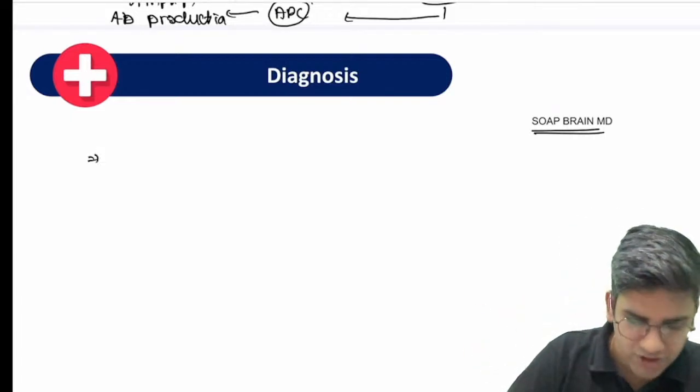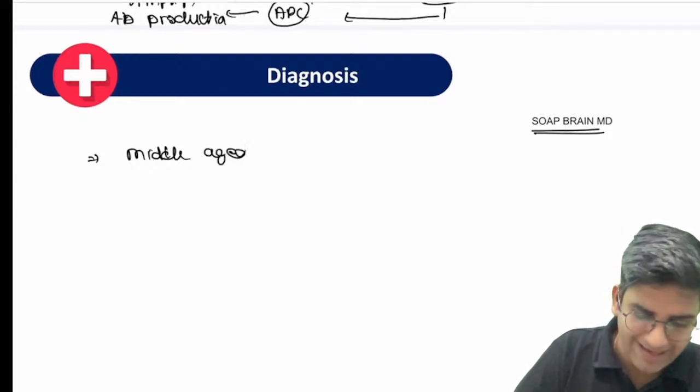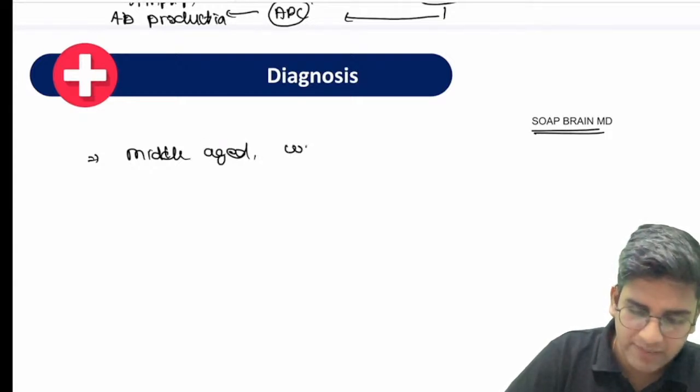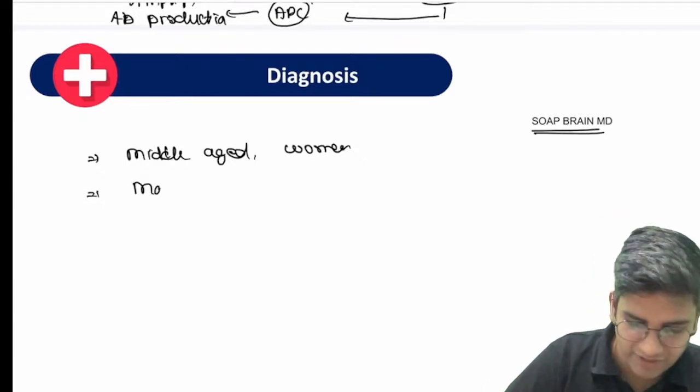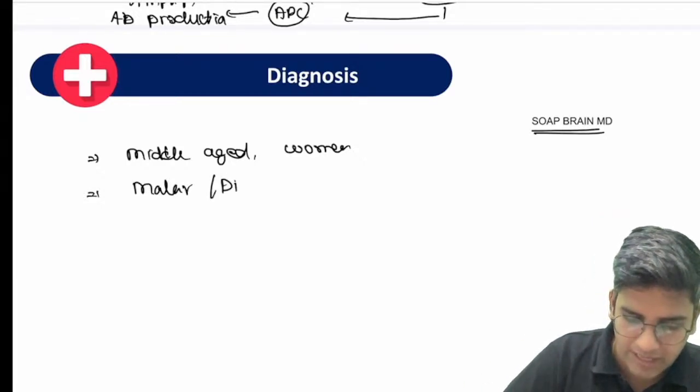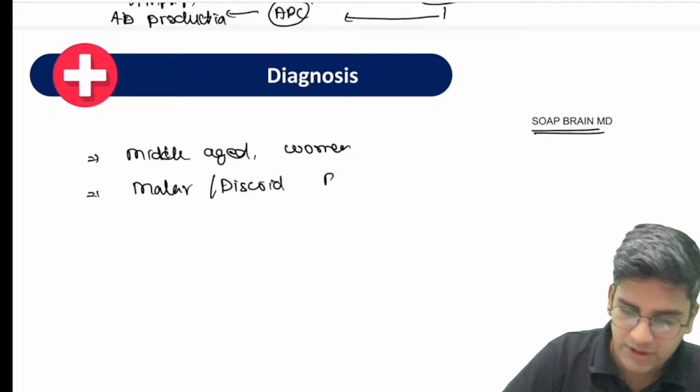SLE, age, most likely middle-aged, can be seen in the elderly as well, right? And more commonly seen in women. What's the classical symptom of SLE? You will not forget that, right? That's malar and discoid rash. Fine. That's your MD, right?